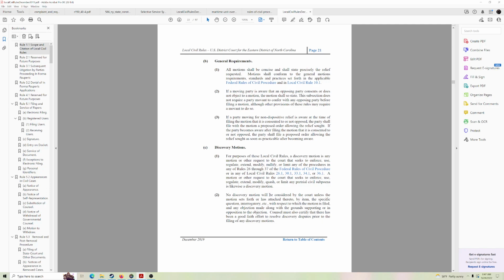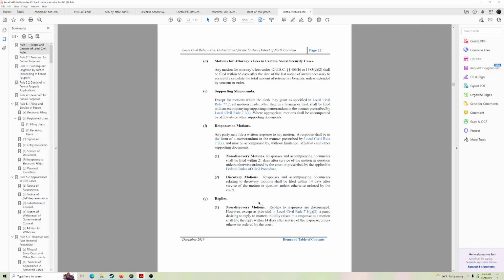No discovery motion will be considered by the court unless the motion sets forth or has attached thereto, by item, the specific question, interrogatory, etc., with respect to which the motion is filed, and any objection made along with the grounds supporting or in opposition to the objection. Counsel must also certify that there has been a good faith effort to resolve discovery disputes prior to the filing of any discovery motion.